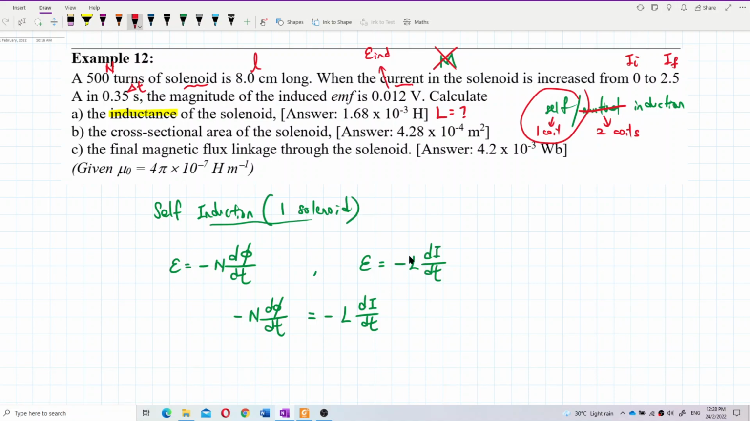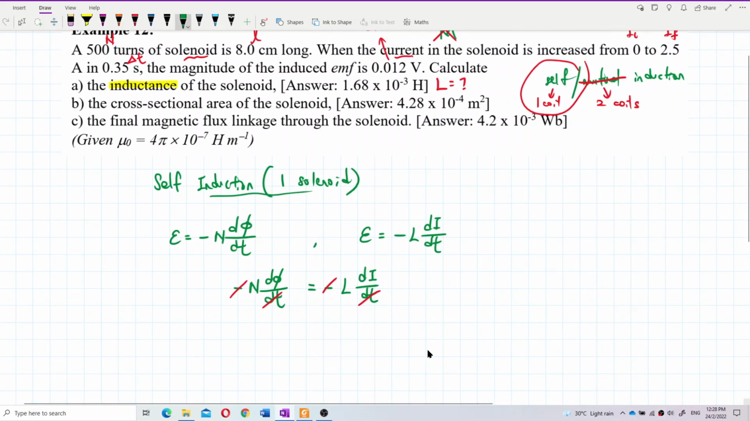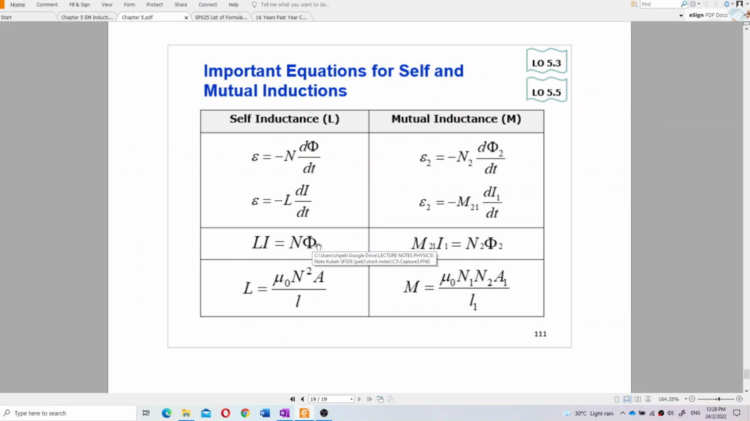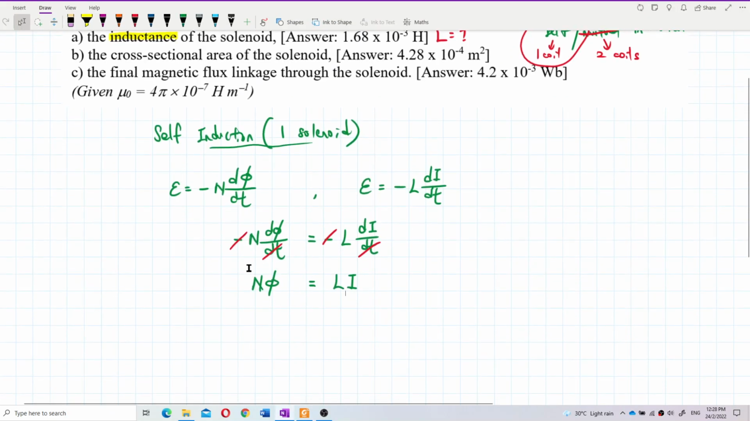So I can cancel the negative. The dt also I can cancel. So lastly I got NΦ equal to Li. That is this one, Li equal to NΦ, the same as this one. Actually this NΦ is the magnetic flux linkage. You know that. This one is just the magnetic flux.